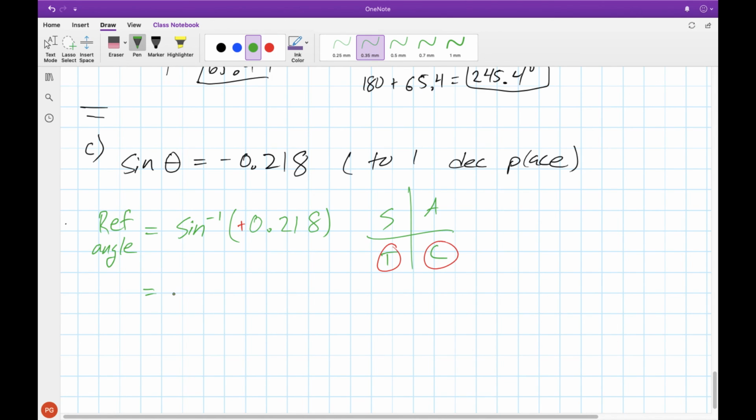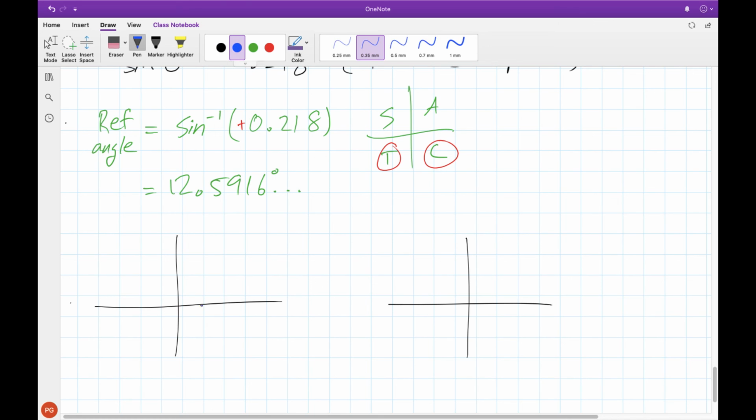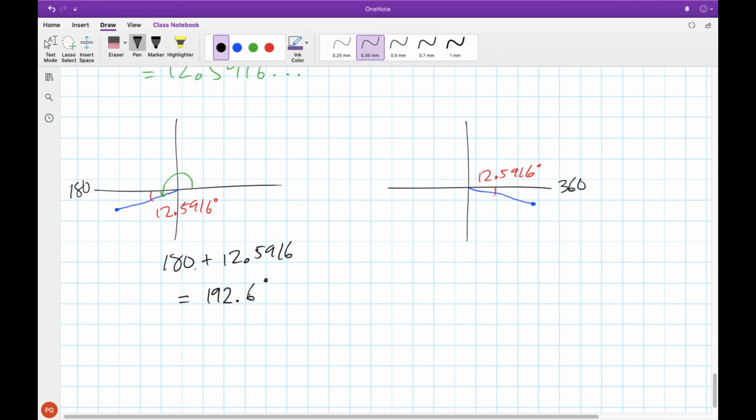If we punch that into our favorite scientific calculator, we get a value of about 12.6 degrees. This is our reference angle, so we need to draw out the 2 different places where it could be in quadrant 3 or quadrant 4, like so. In our first case, it's 12.5916 degrees bigger than 180, so we get 192.6 degrees. For our second example, we're this many degrees short of 360, which gives us 347.4 degrees. And those are our 2 answers.